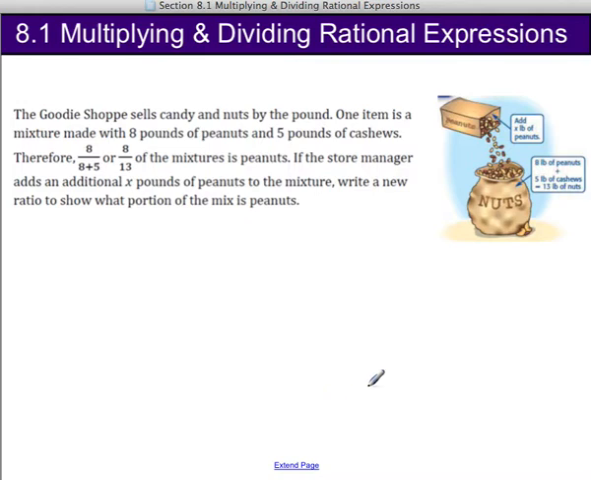Hello class and welcome to section 8.1, multiplying and dividing rational expressions. To be a rational expression means that you are written as a ratio or as a fraction. So we're going to be looking at expressions that involve fractions. So let's go ahead and look at the example we have here.